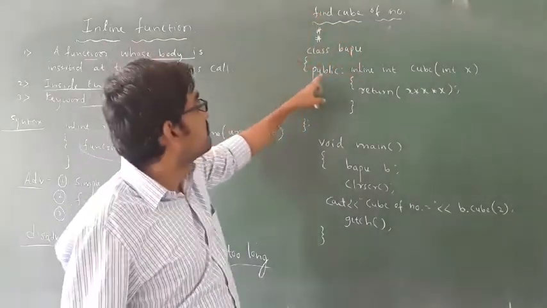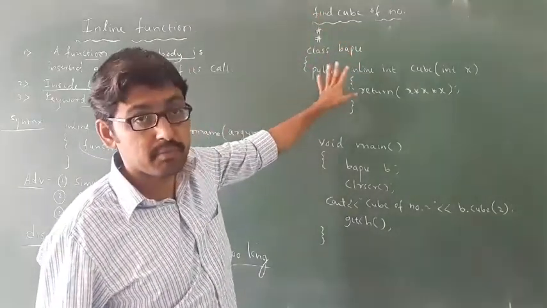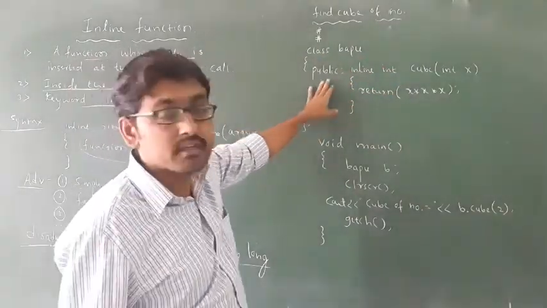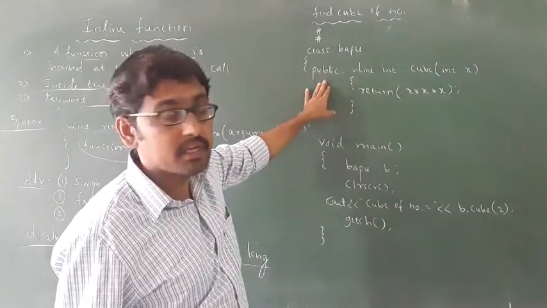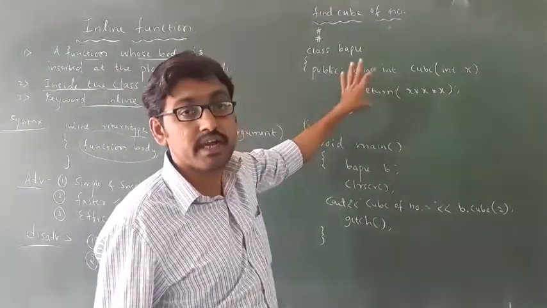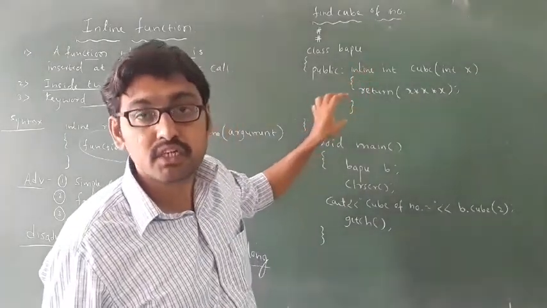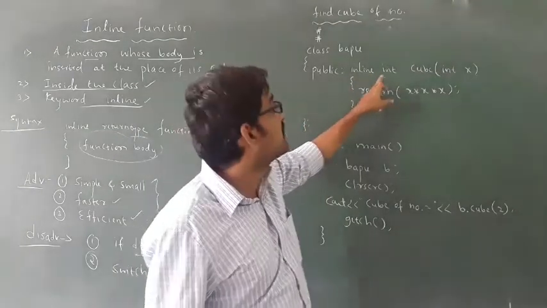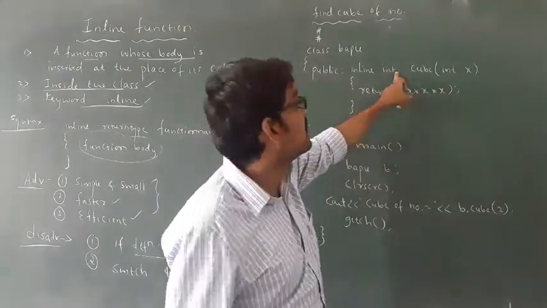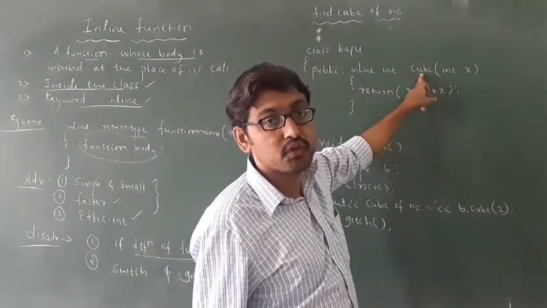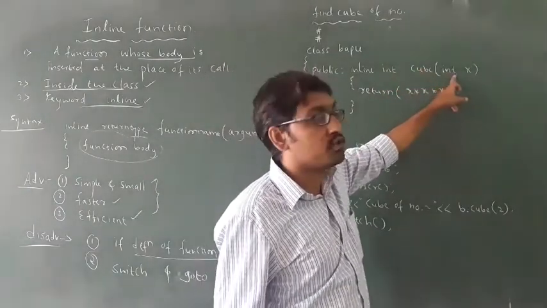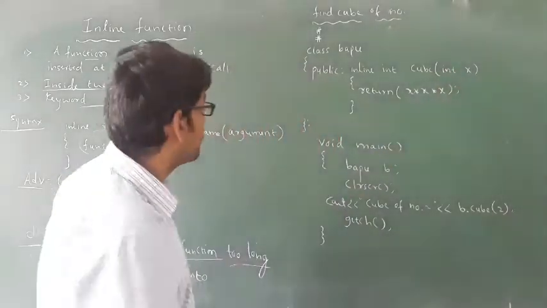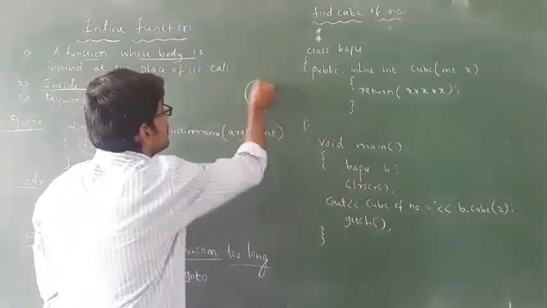Then next, public. You can write private also. In private you can declare any variables. See, in public I am writing. This is the syntax of the inline function. Always the syntax starts with inline, then a return type int, then a function name, cube is the function name, then the argument list. You know how to find the cube of a number. Cube of a number means x raised to 3. This is the cube of a number.